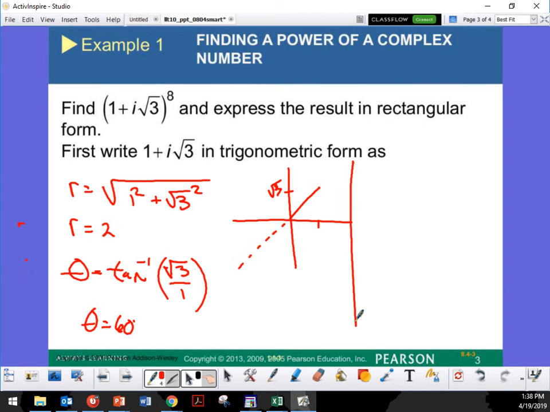I have 2 CIS of 60 raised to the 8th power. Make sense? Yeah. Now it's time to actually use the information I gave you on the previous slide. Where'd you get the 2? Where'd I get the 2? See that 2? Oh yeah, okay.